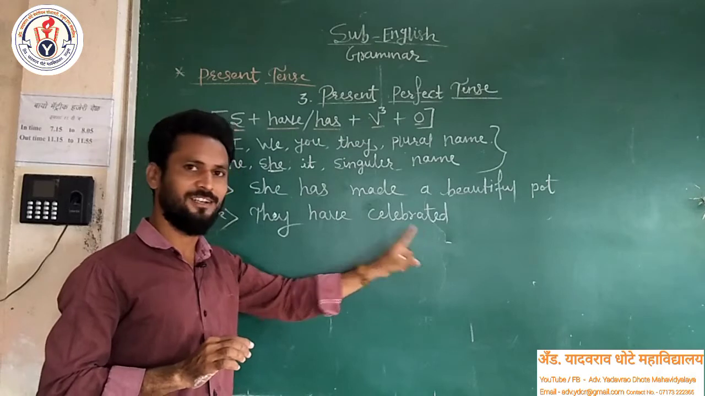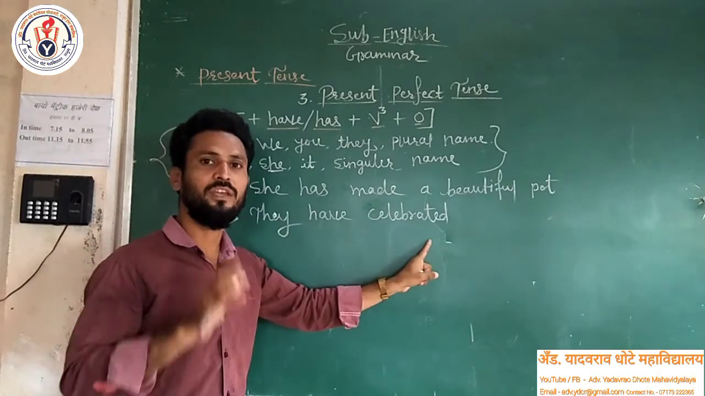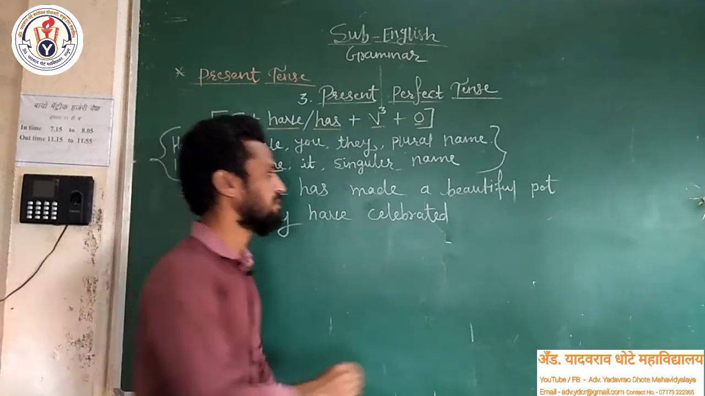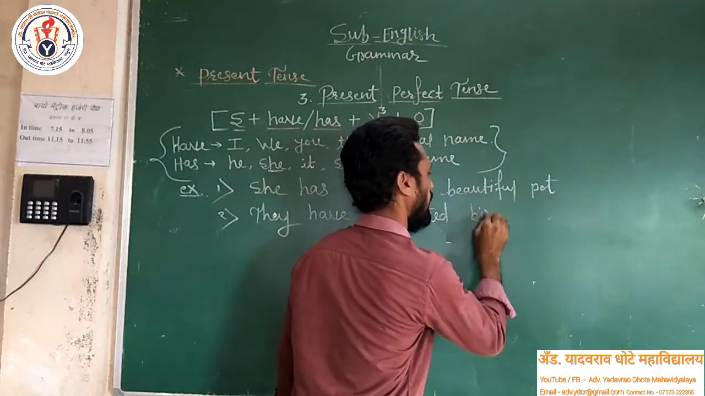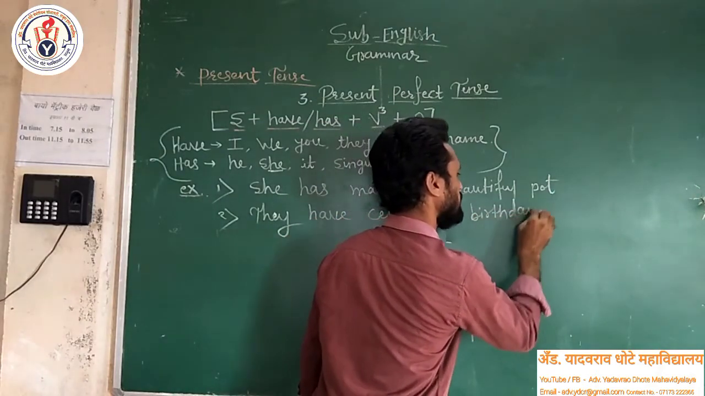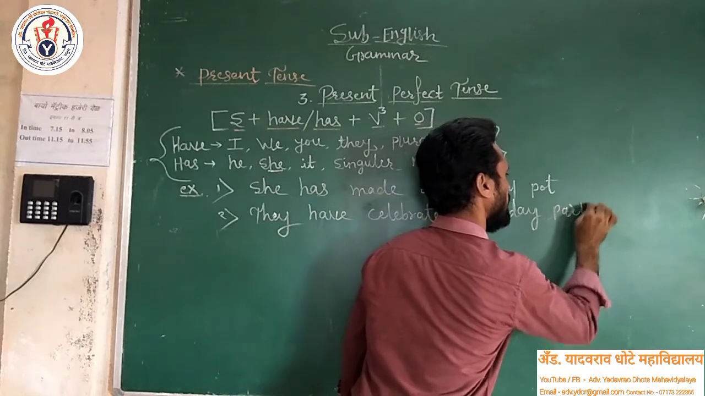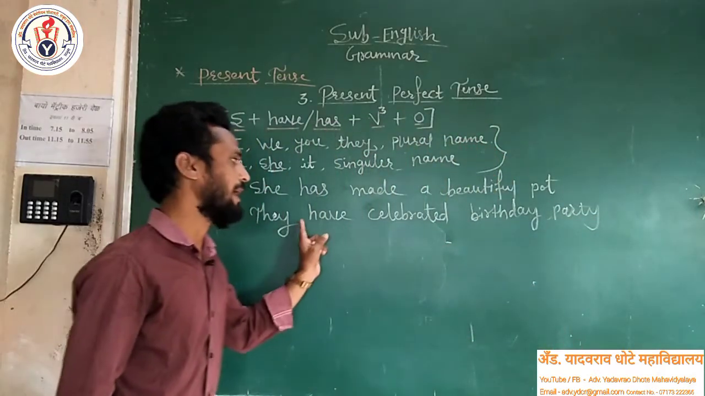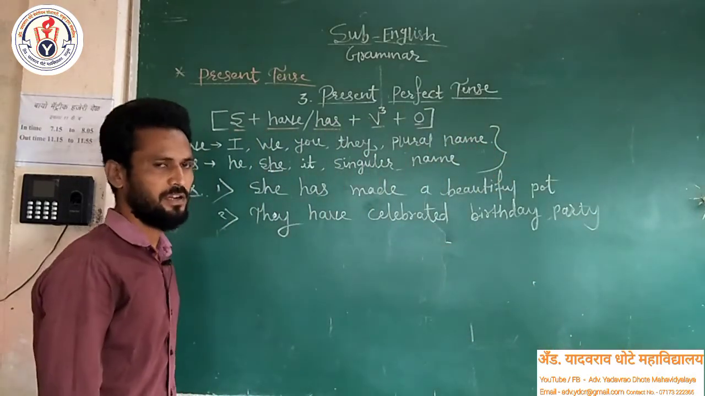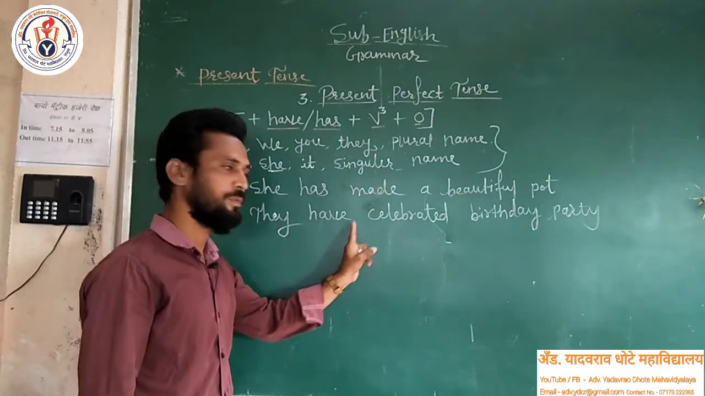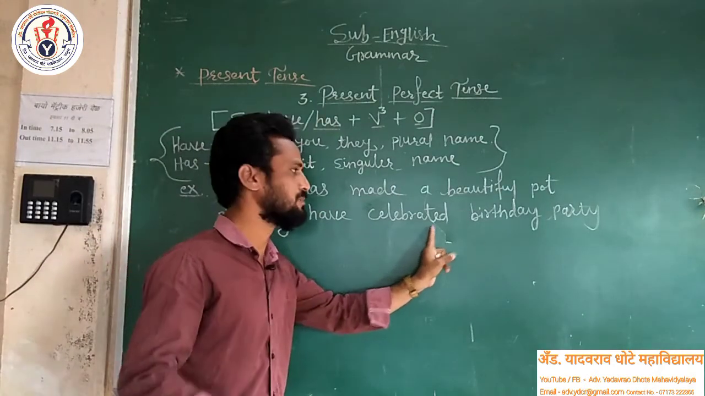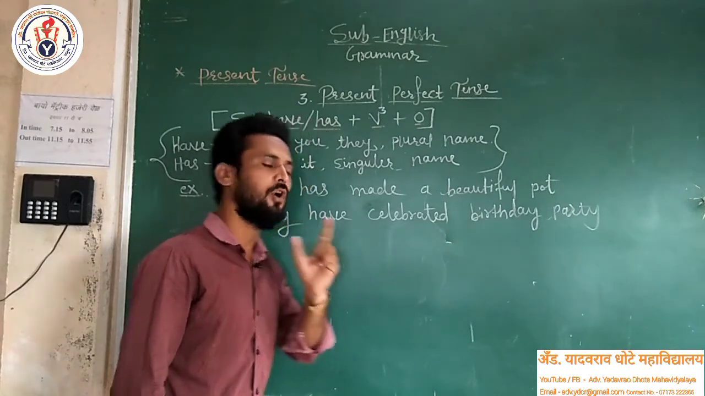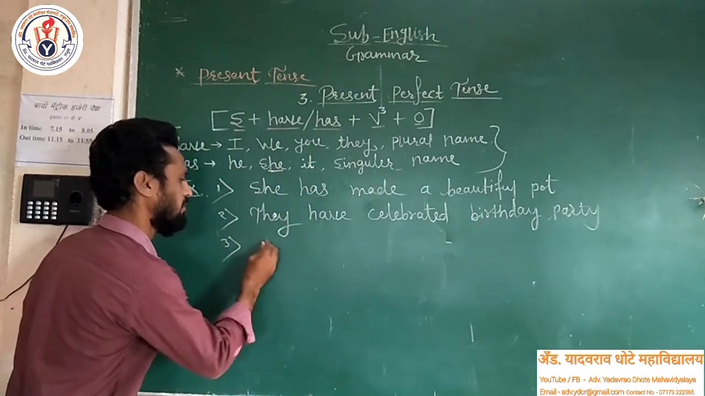They have celebrated. Subject, then V3, the third form, and the last one, object. I am writing birthday party. They have celebrated birthday party. Subject, then verb 3, meaning past participle, and the last remaining part, that is object. The last one we will see shortly.